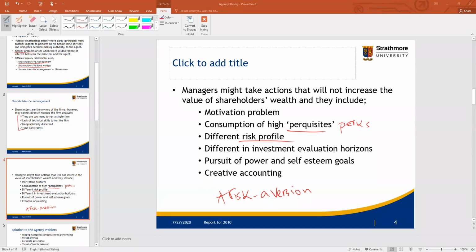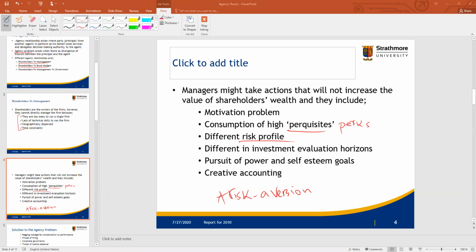Okay, they can take risk. By the way, it doesn't mean that when you say someone is risk-averse, they don't take up risk. They can take up risk. However, there must be a promise of a higher return. So they can assume risk, however, there must be a promise of higher returns. That is what we call risk aversion. So generally, with shareholders, we assume that they are risk averse.